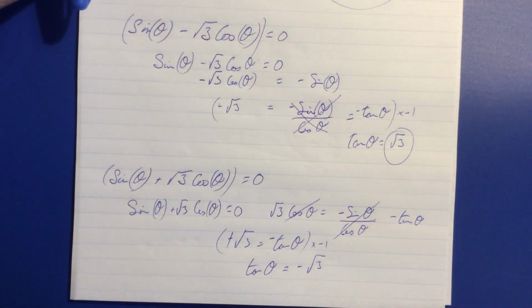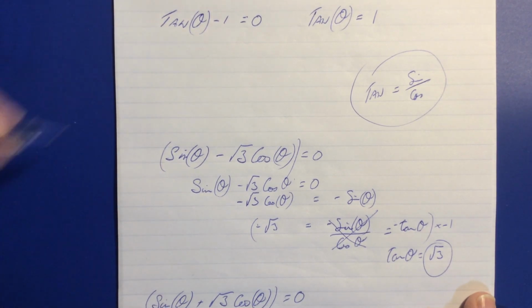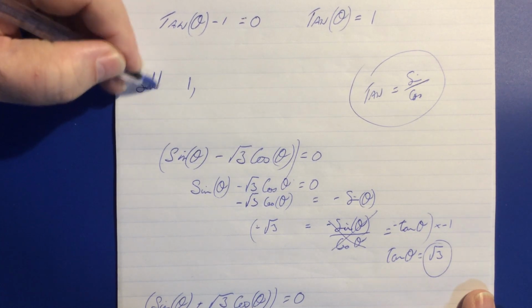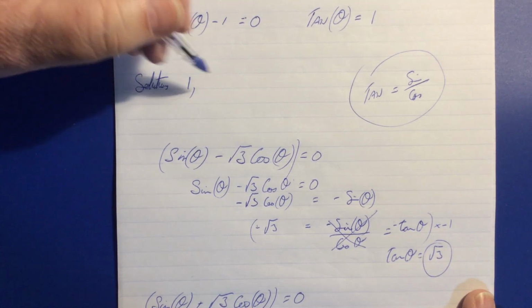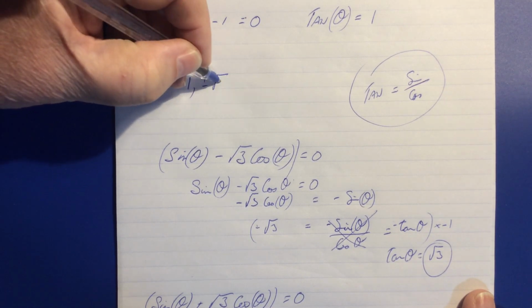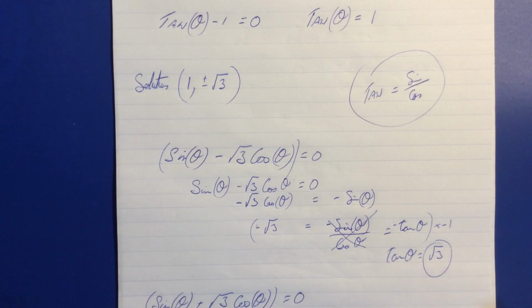So our solutions are, and I'll put them up here in my poor handwriting, 1 and plus or minus root 3. Those are the solutions to this question. It's a great question, and I'm really grateful for having it referred to me.